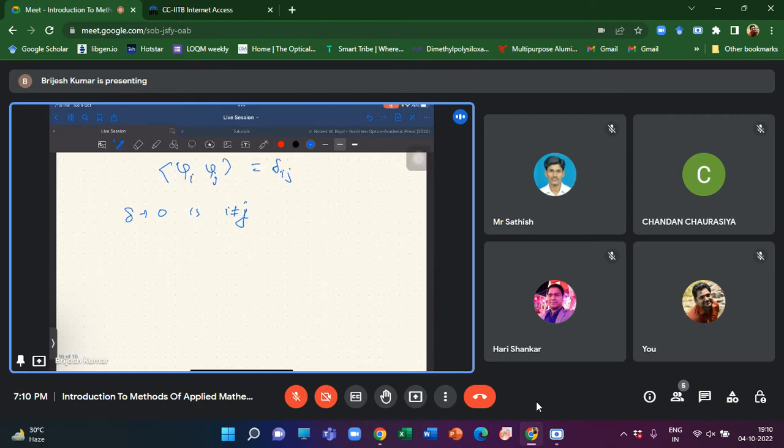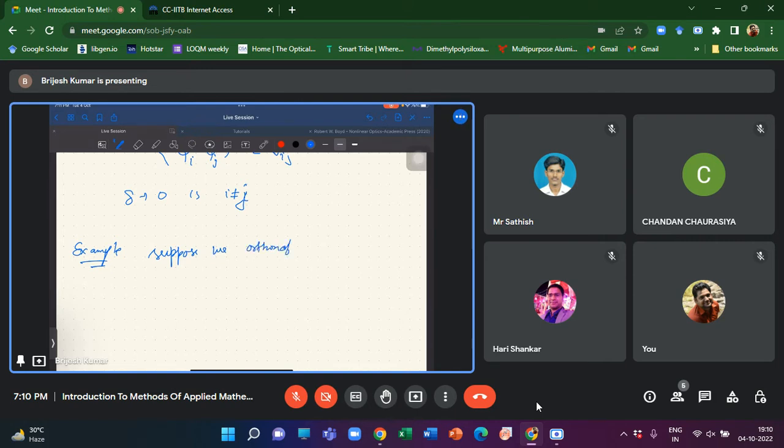Just to remind, so if we take one example here, suppose we have the orthonormal basis phi such that phi equals (1, minus 1) transpose upon root 2, where T is denoted for the transpose, and (1, 1) transpose upon root 2.